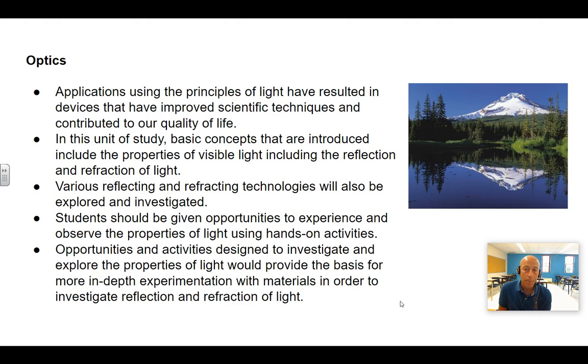Okay, optics is more about light and the properties that light has. Light definitely has quite a number of properties, but we'll spend quite a bit of time looking at reflection through different surfaces and also refraction in different mediums. Those two properties of light we do quite a bit of lab investigation with.